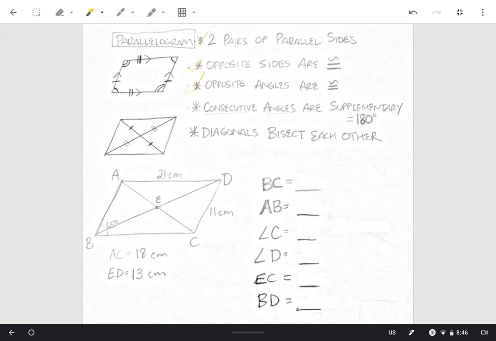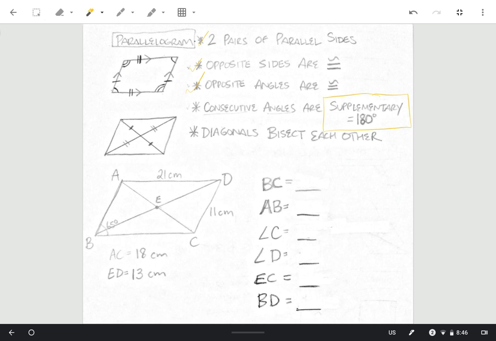The next one says that consecutive angles are supplementary. That's a very important term. I would say that's one of those major terms that you need to know in geometry. If there's like a top 10 list of geometry terms, I'd say supplementary is definitely in there. Supplementary is the word we use when we have a pair of angles that add up to 180.